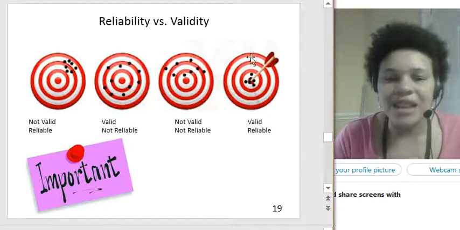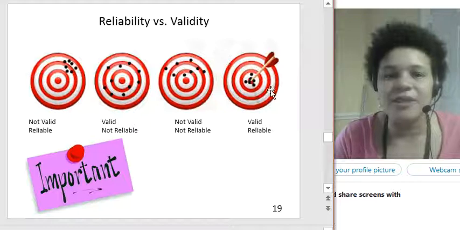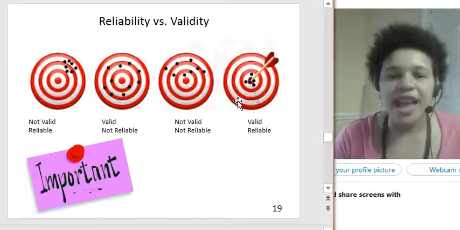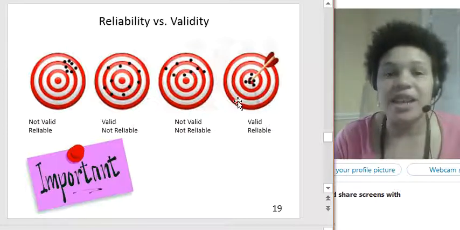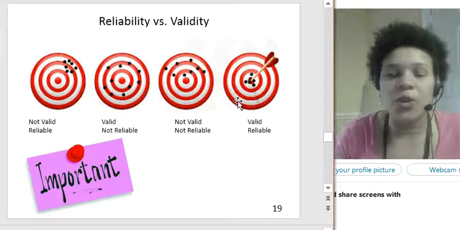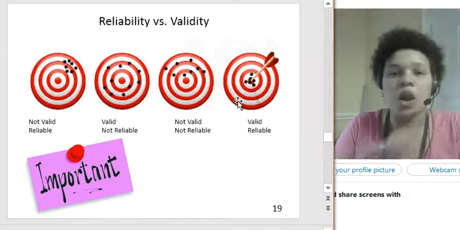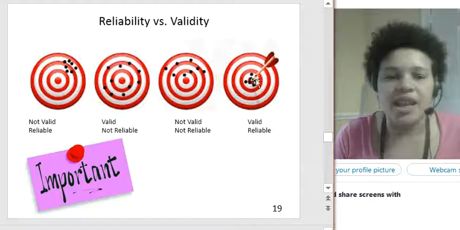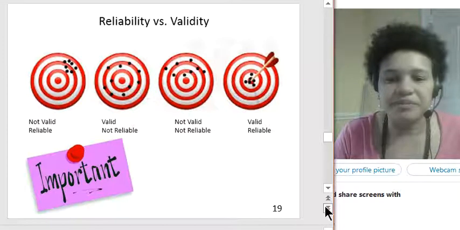And then finally, here's an illustration of valid and reliable. So the arrow is hitting what we want. It's hitting that measure of happiness, let's say, and it's reliably hitting there. We shoot the arrow over and over, and we're reliably hitting the target that we want.